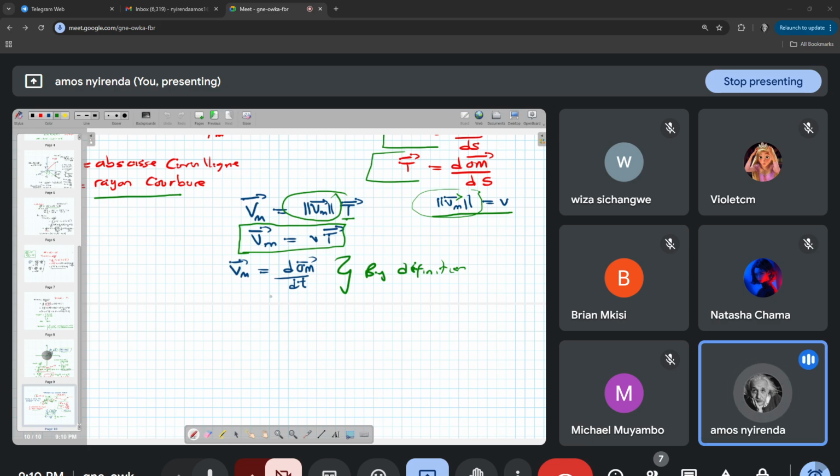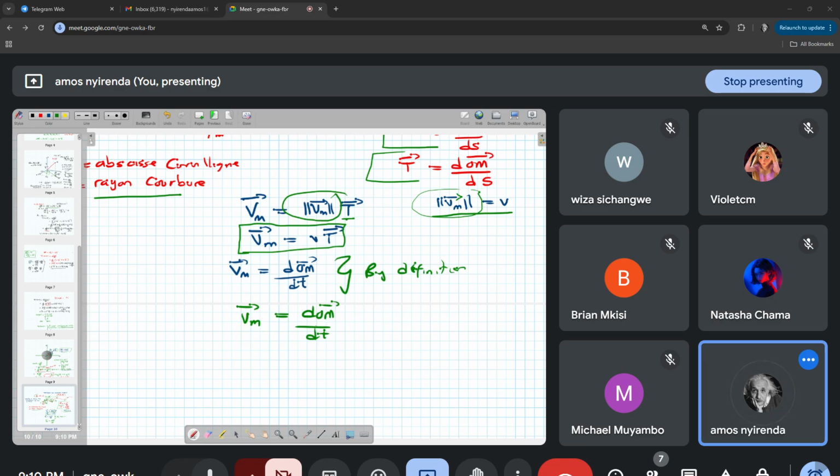Now, if you compare this expression with the expression that I've written on top, what are the similarities? Okay, let's see. So here I have Vm is going to be equal to dOM over dt. Okay, I'll leave this the way it is.